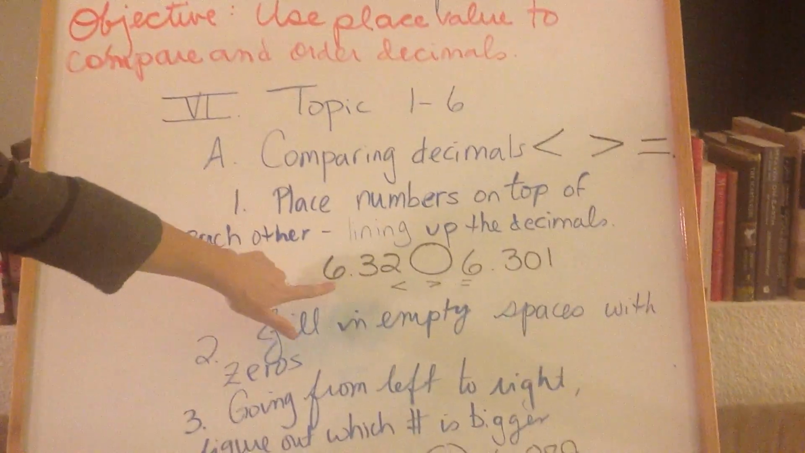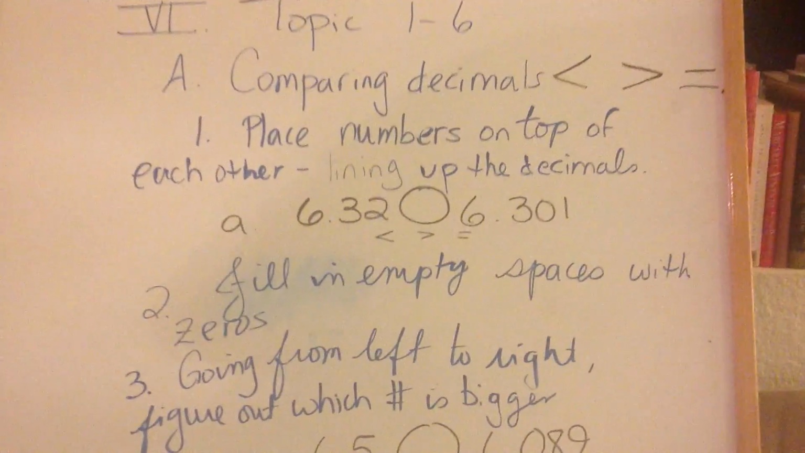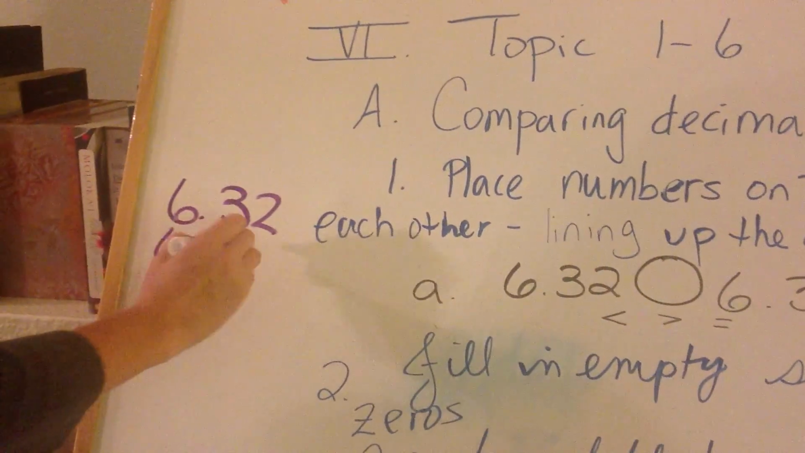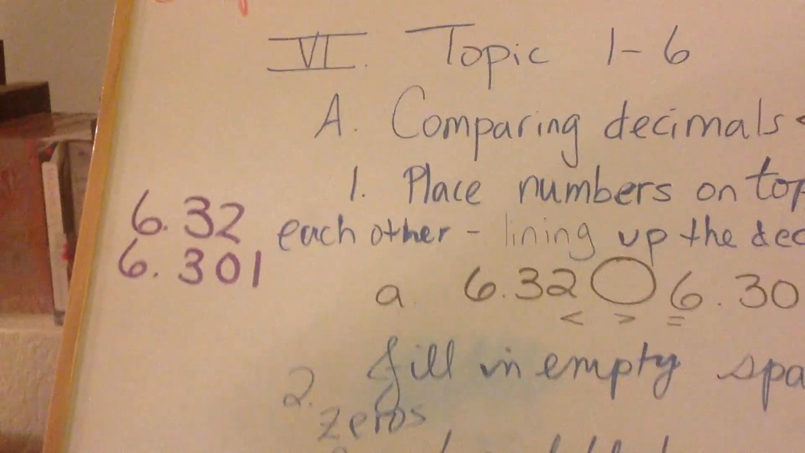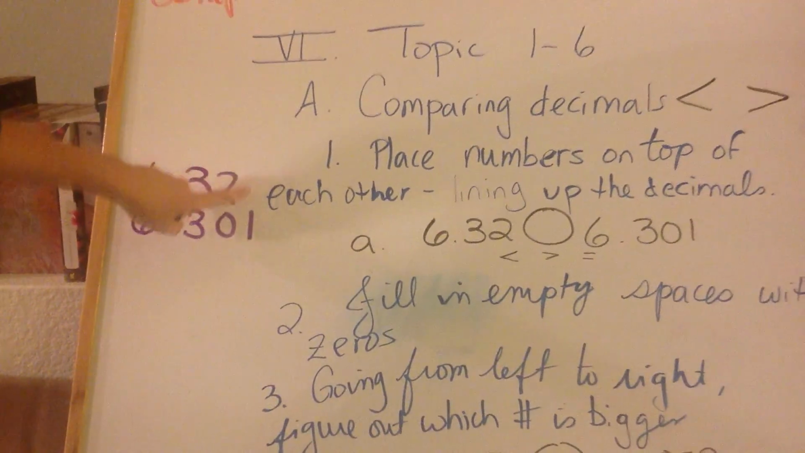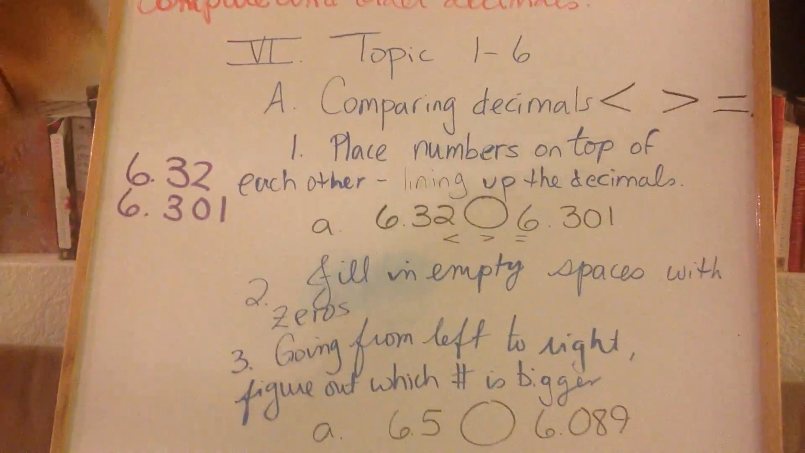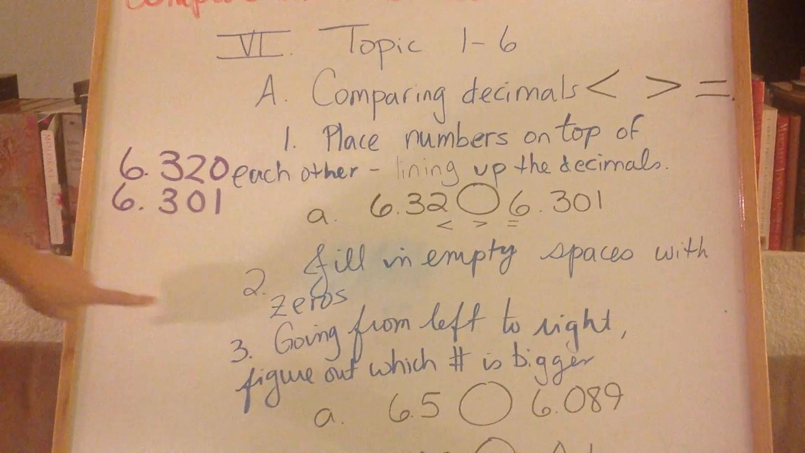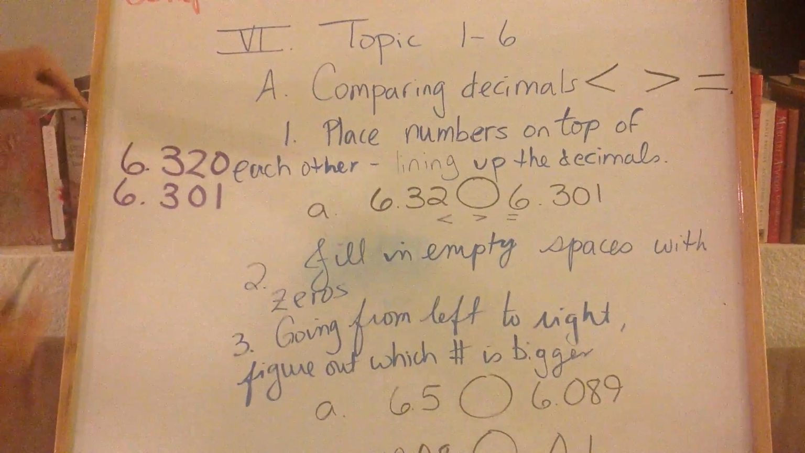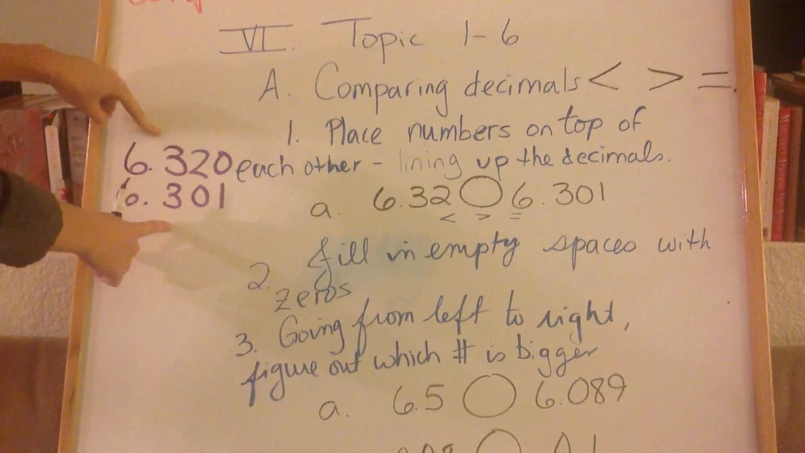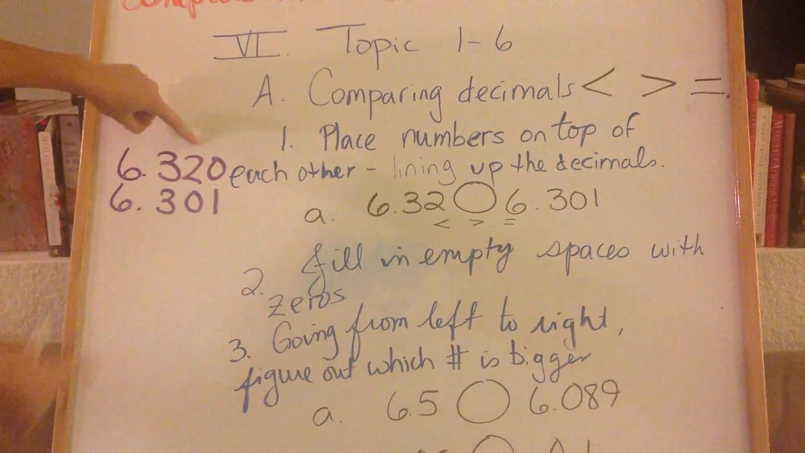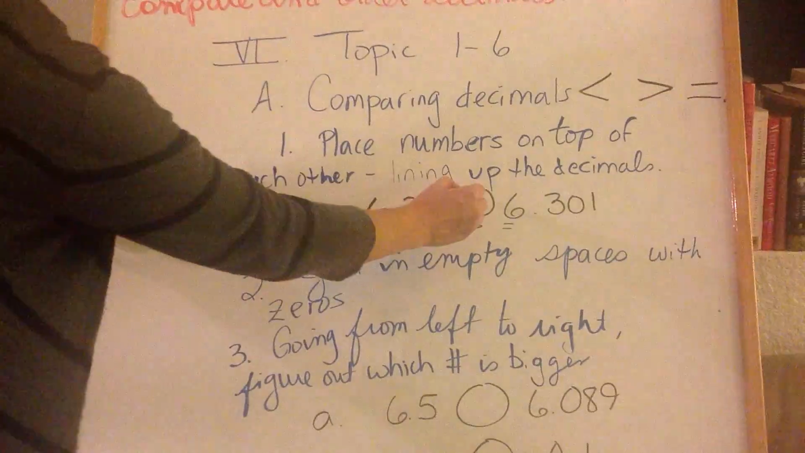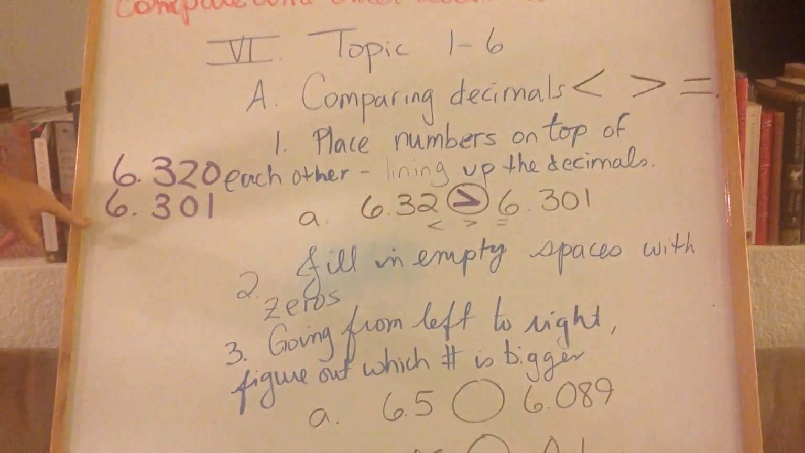So I have these 2 numbers, 6 and 32 hundredths and 6 and 301 thousandths. I'm going to put them right on top of each other. And I need to make sure I line up my decimals like this. Now our next step, any place where there's a blank, you're going to put a 0. So I'm going to add a 0 right here so they have the same amount of digits. Now, going from left to right, we need to figure out which one's bigger. So with 6 and 6 is the same, 3 and 3 is the same, but now I have a 2 and a 0. 2 is bigger. So 6 and 32 hundredths is bigger than 6 and 301 thousandths. So I'm going to put the greater than symbol right there.